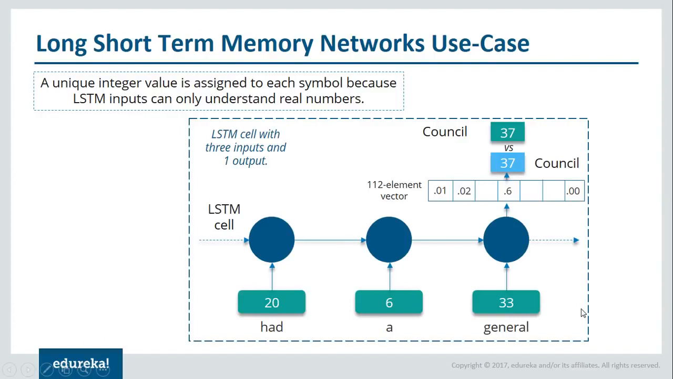Again, what will happen? Along with "had a general" and "council", these three will become my input, and again my model will predict what word or basically what symbol will come next. So the cycle will keep on repeating until it creates a unique story. So guys, I'll just quickly open my PyCharm and I'll show you how it works.